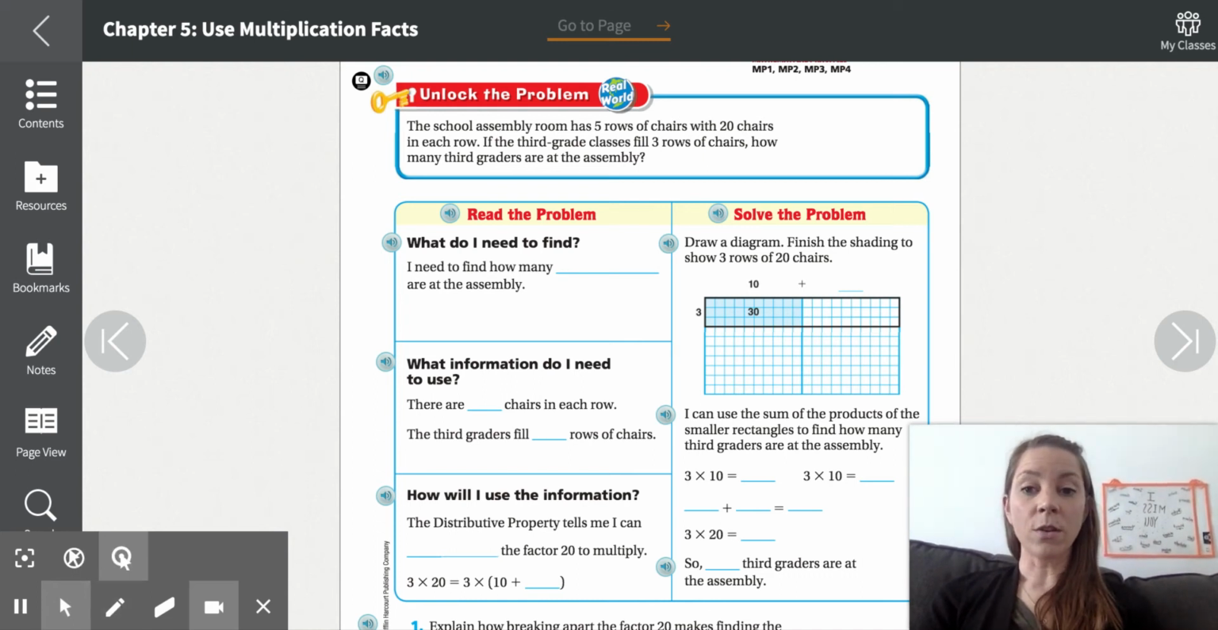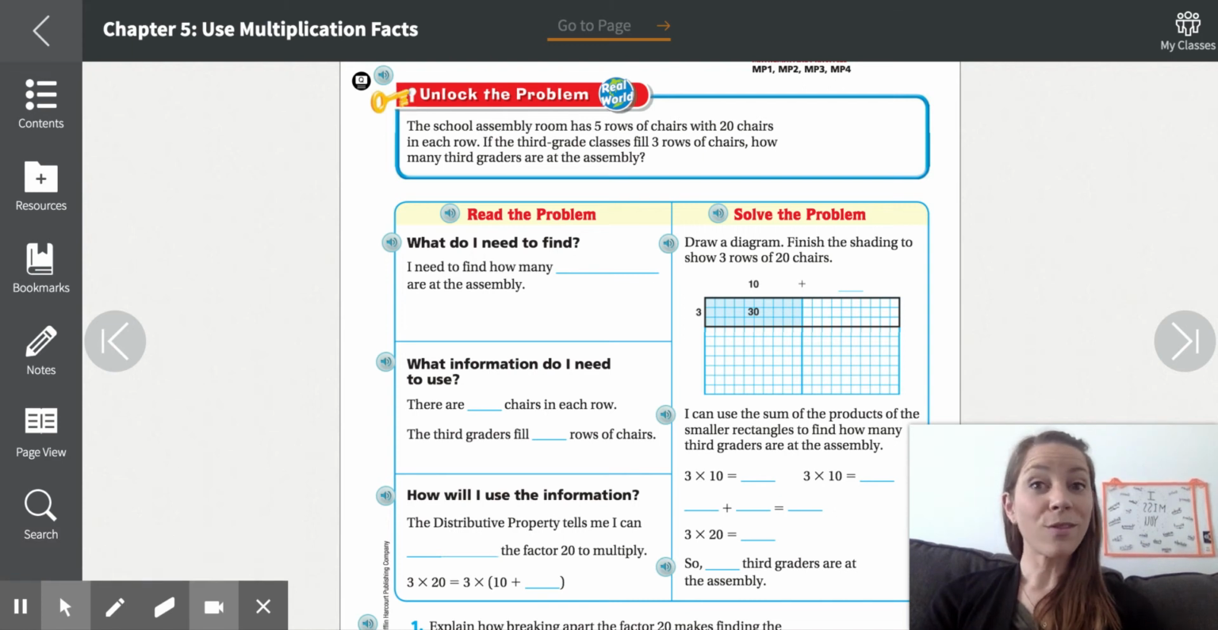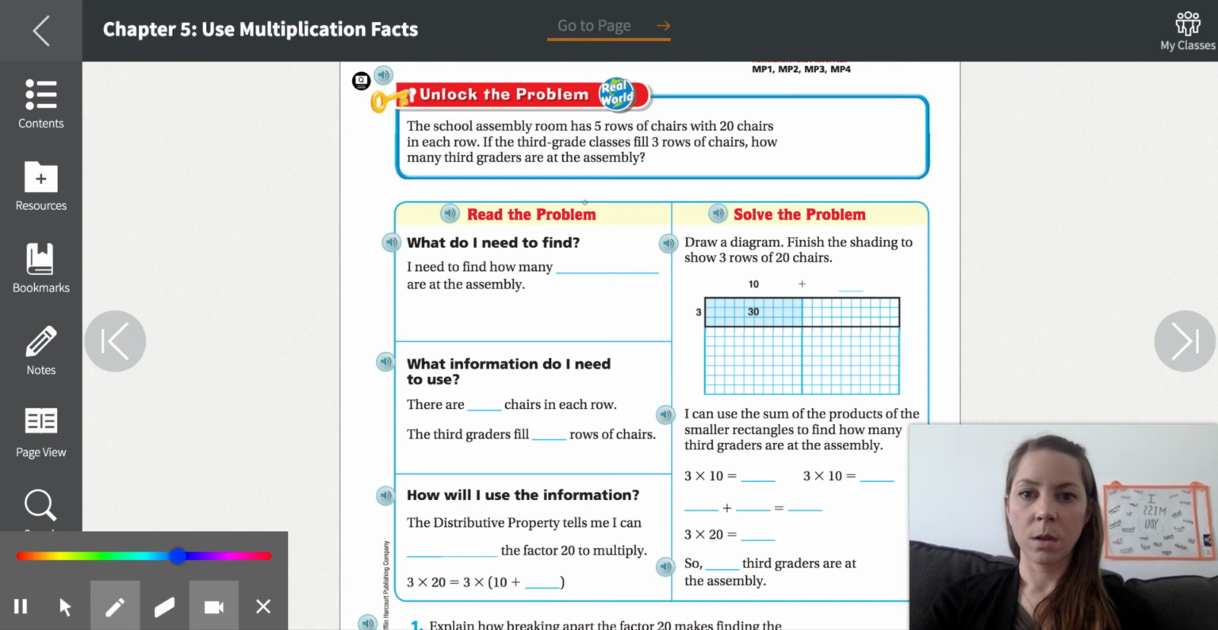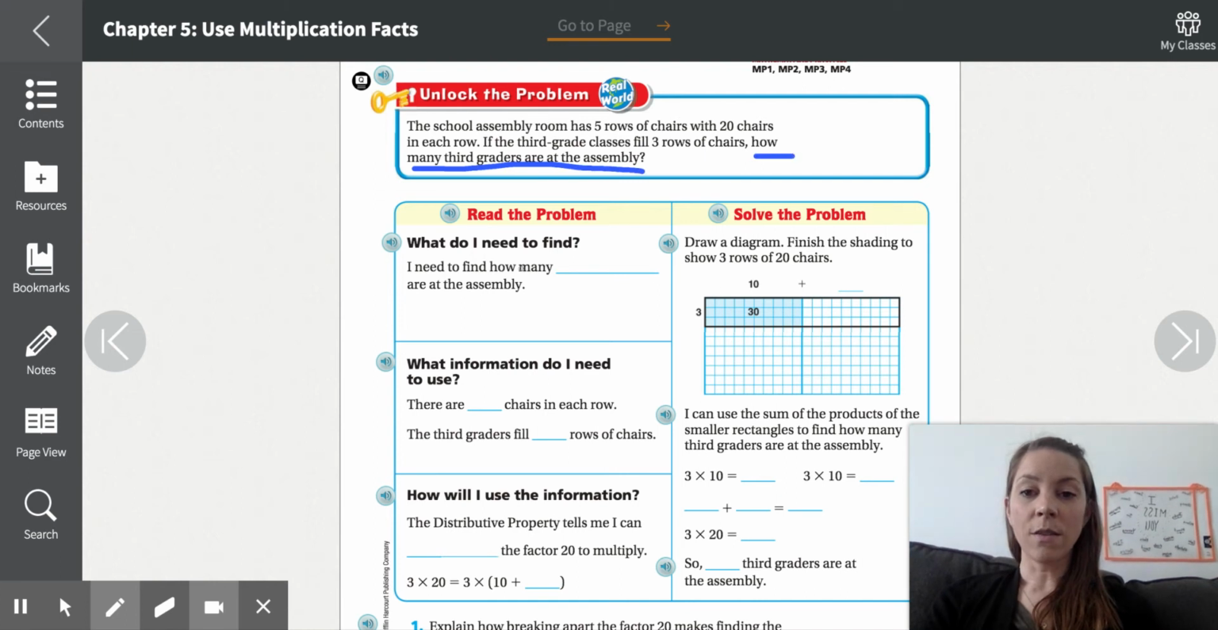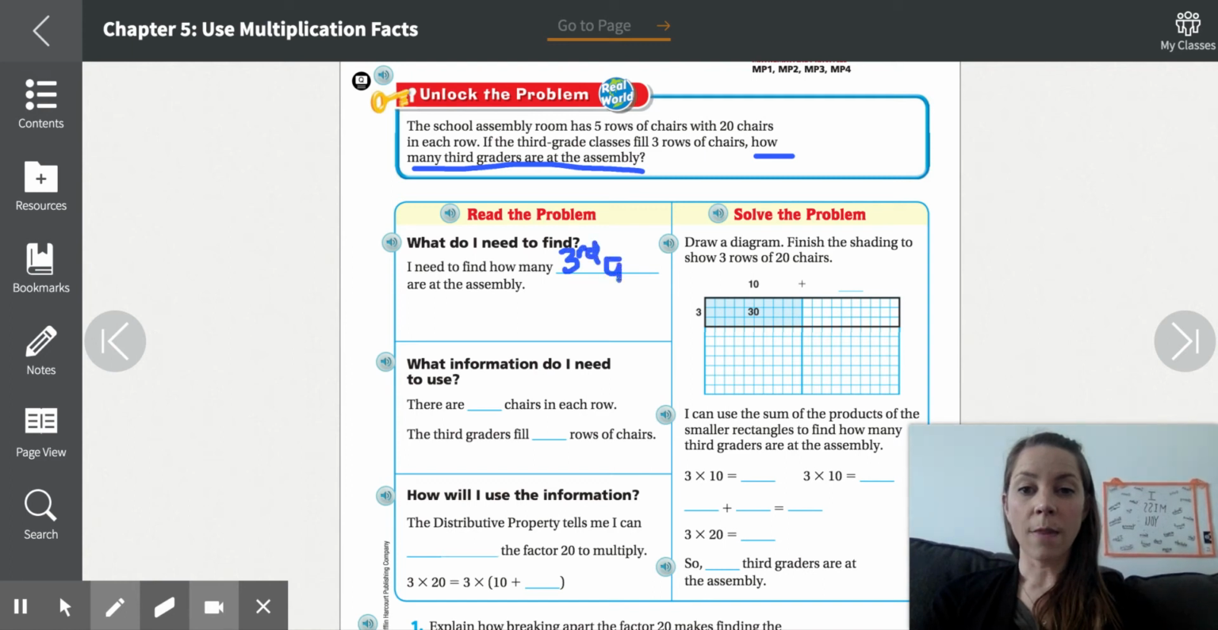Okay, remember our first step right here is we read the problem and we figure out what am I supposed to find in this problem. So that question mark is the clue. Okay, how many third graders are at the assembly? So I need to find how many third graders are at the assembly.